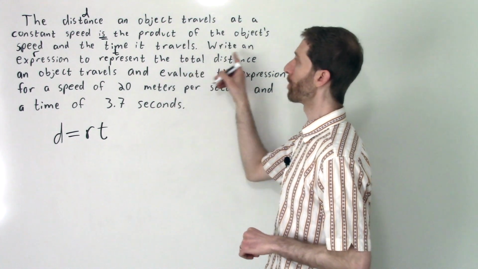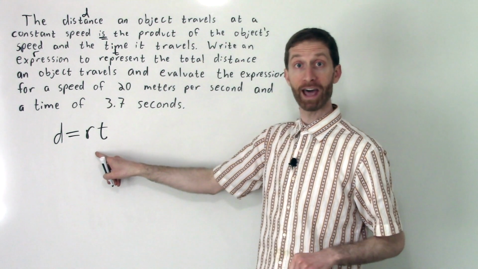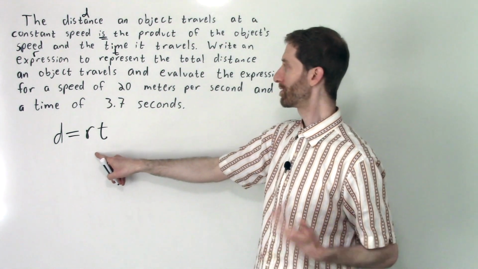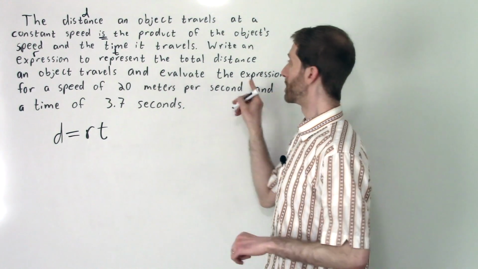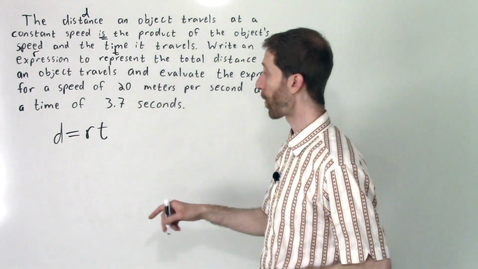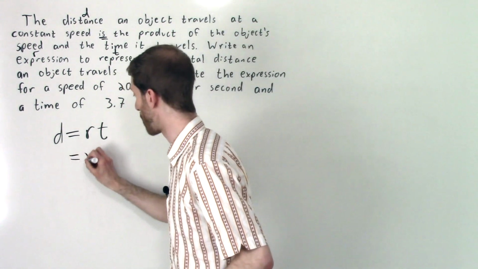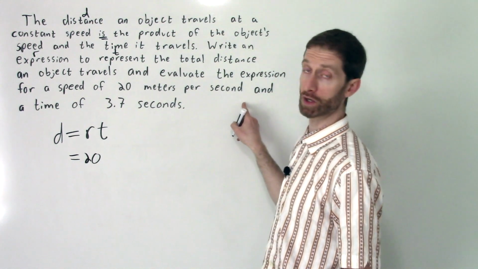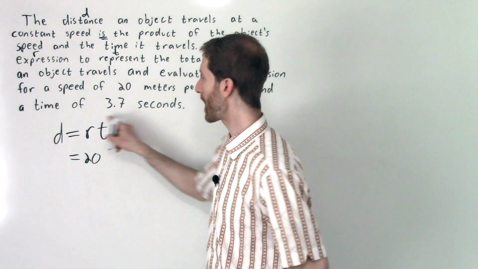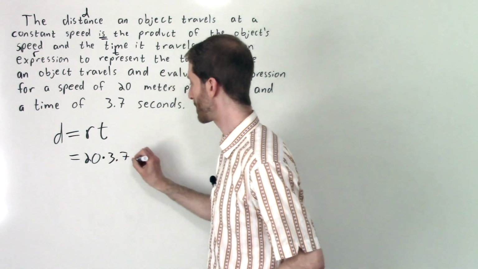Let's keep going. Write an expression to represent the total distance an object travels. Oh, we did that. Sweet. So we'll keep reading, knowing that we already did that part. And evaluate, plug in, the expression for a speed of 20. So we're now plugging in numbers. So we're plugging in for 20, that's the speed. Meters per second is the units, and a time of 3.7. That's in for t.